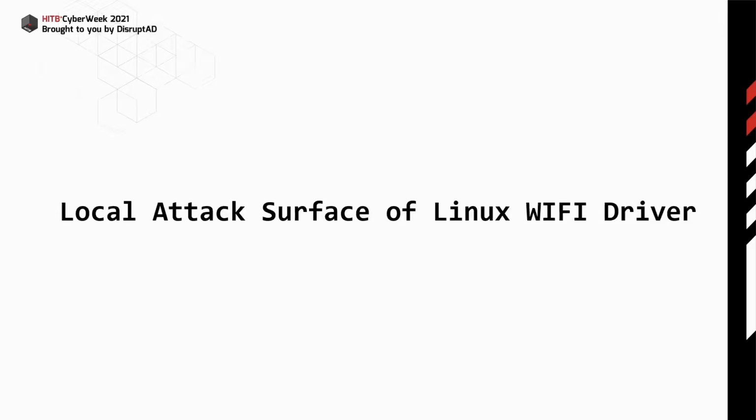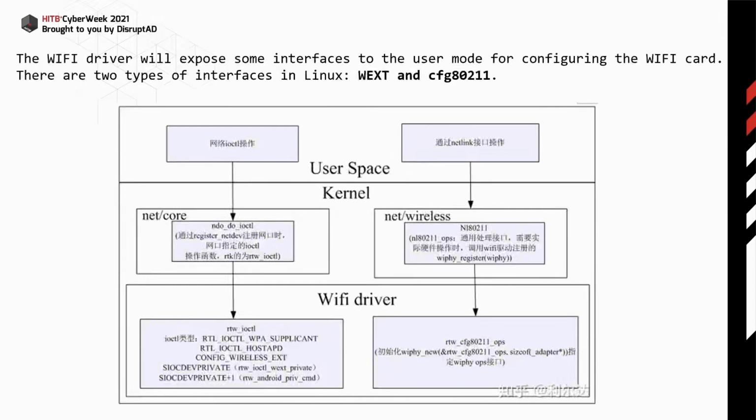Next, I will briefly introduce the local attack surface of the Linux Wi-Fi driver. In Linux, users usually configure the network card through the iwconfig or iw command, such as setting the MAC address of the network card, allowing the network card to scan Wi-Fi hotspots, and so on. These operations actually communicate with the Wi-Fi driver of the kernel through system calls, and then the kernel driver will control the hardware to complete some specific configuration.